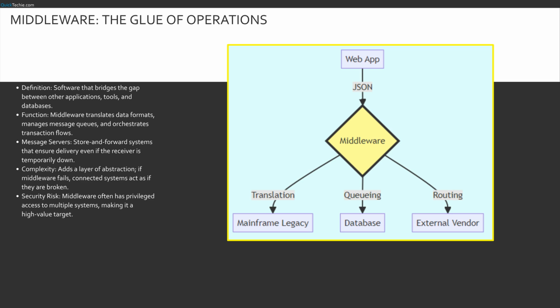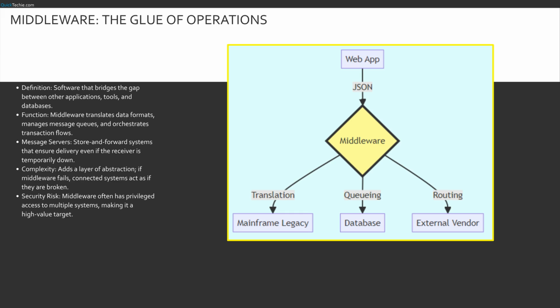Often, systems don't speak the same language. Enter middleware. As described in the texts, middleware acts as the glue in complex environments. It sits in the middle, translating data formats, perhaps converting a PC's ASCII text to a mainframe's EBCDIC format. It also handles message queuing. If the destination server is rebooting, the middleware holds the message and delivers it when the server is back online. This ensures reliability. However, it introduces complexity. An operational failure in the middleware layer looks like a total system failure to the users. Furthermore, because it touches everything, it is a prime security target that must be hardened.